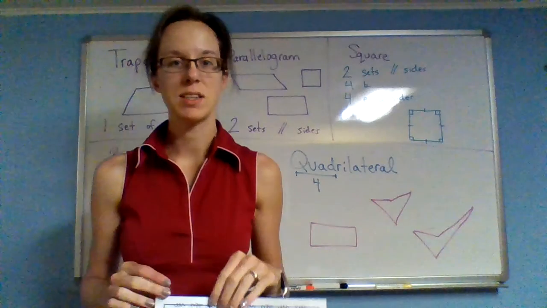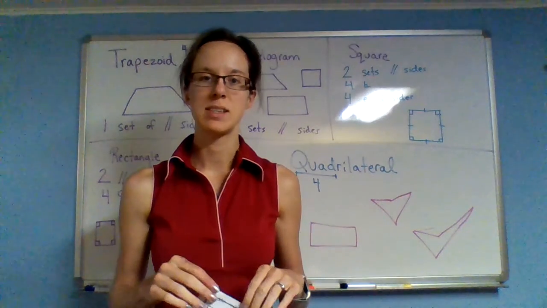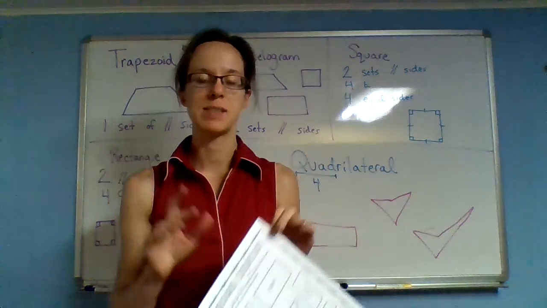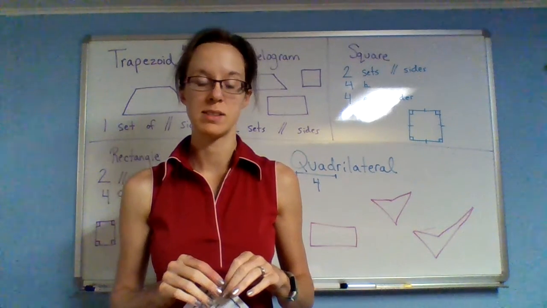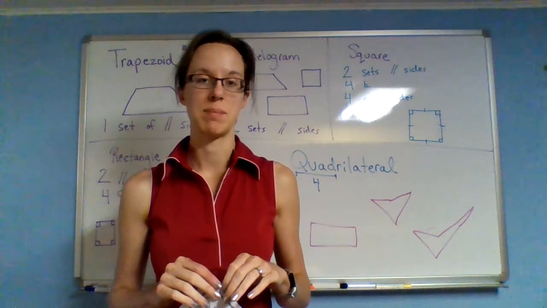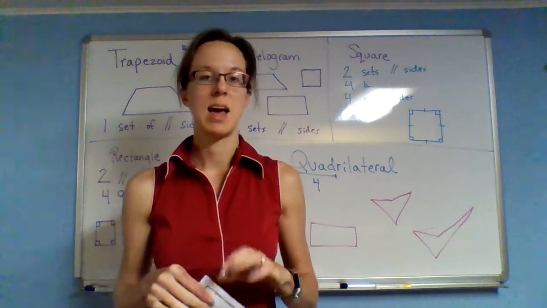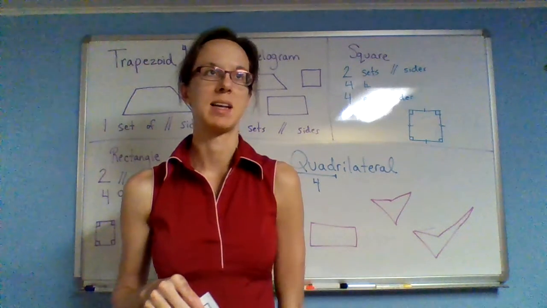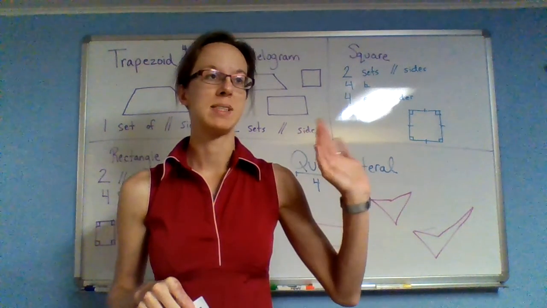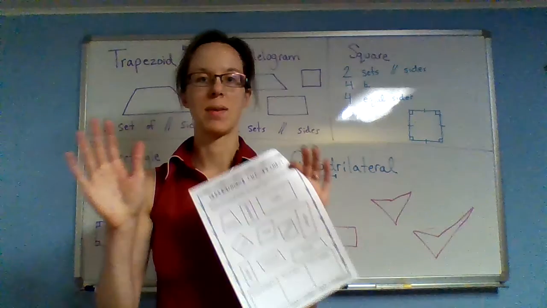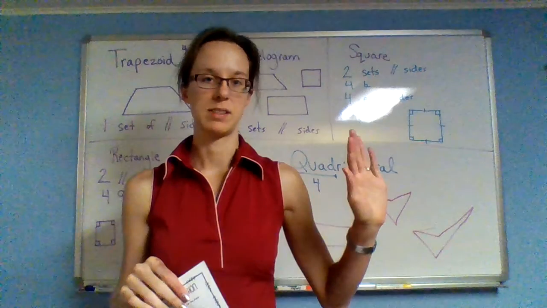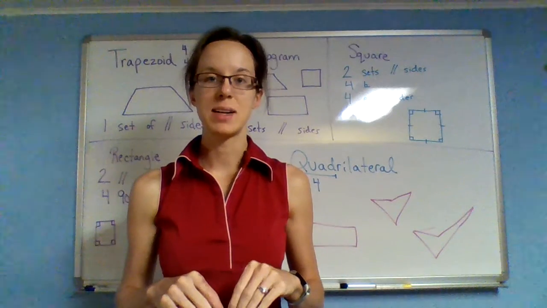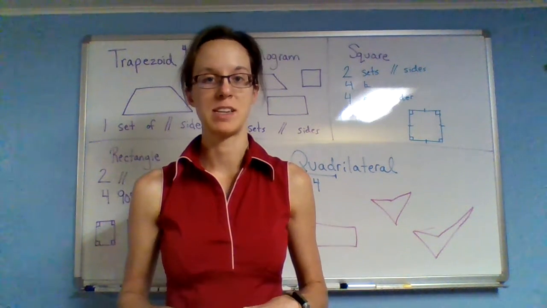Your digital practice for today is not actually about quadrilaterals. It's practicing looking at two sides of a mathematical expression and deciding if that expression is true or false. For example, one side might say something like 100 plus 8, and then the other side might say something like 20 times 6. And you need to figure out whether that expression goes in the true column or in the false column.